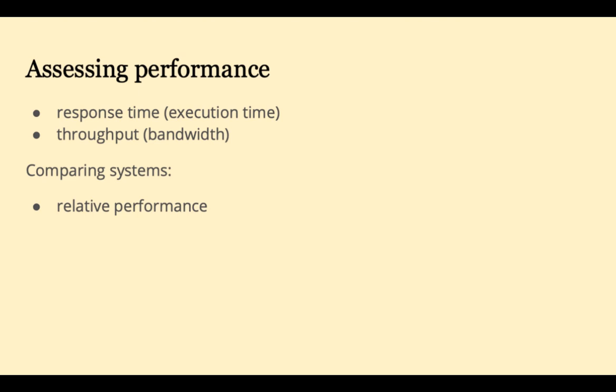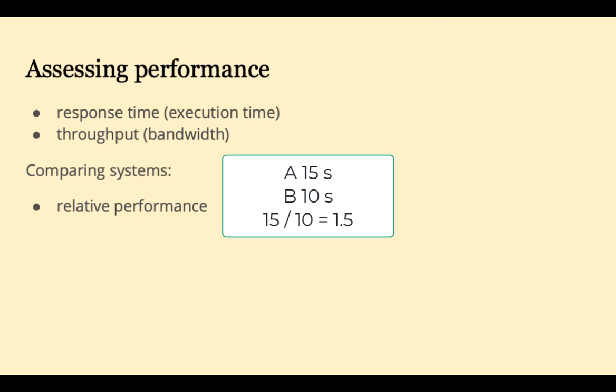If we want to compare two systems, we can divide the times to get relative performance. For example, if computer A got a task done in 15 seconds and computer B got the same task done in 10 seconds, we would divide 15 by 10 to show the relative performance of 1.5.